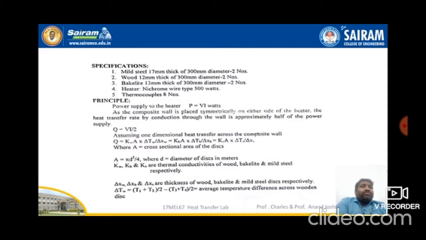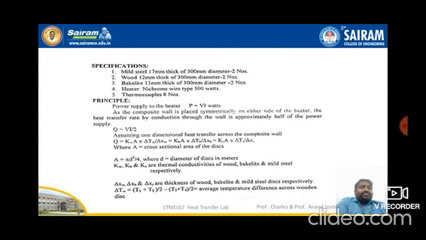What is the principle of this experiment? Suppose you are supplying electric energy; the product of voltage and current gives the power. That is the power supplied to the heater, P = V × I, in watts. Q can also be written as VI/2, because there are two sides, the top side and the bottom side, with the heater in between, uniformly heating through the slabs.